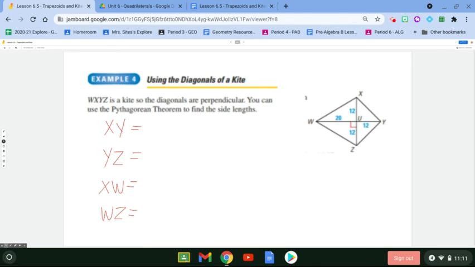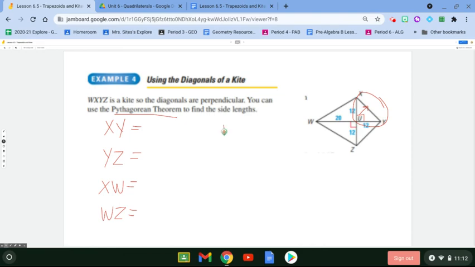And the hint in the problem is I can actually use the Pythagorean theorem to help me out with this. So I'm going to figure out the length of XY right now. Because I know that these are perpendicular, I know that I have a right triangle to help me out. So I'm going to look at this right triangle and use the lengths of 12 and 12. I'm trying to find the missing hypotenuse, which is XY.